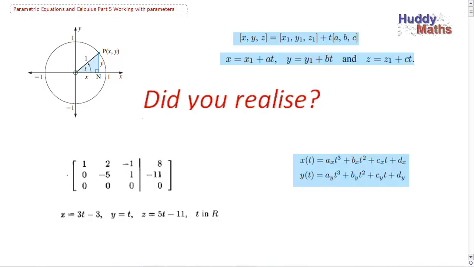Always have a question in maths, eh? And so here it is. Did you realise the following? And what's all around the screen? Well, what's around the screen is a reflection upon what we've been doing so far. Parametric equations is quite a theme in this course, and it's important to pick that up.